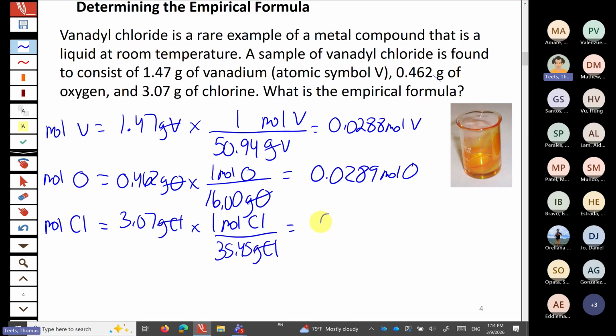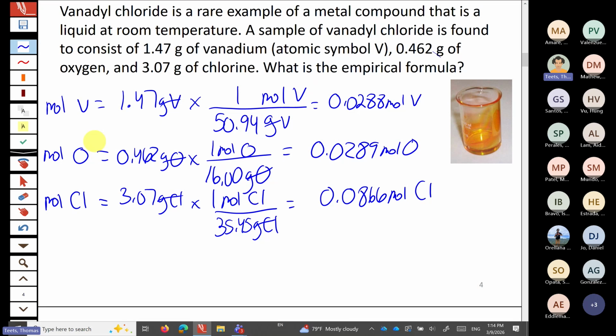So that gives us a different number this time, 0.0866. All right, so those are the moles of each element we have. Now, an empirical formula, as we said, should have whole number subscripts. These are anything but. So the next step, which we listed as step 2 in the step-by-step approach that I outlined, is to divide each of those by the smallest.